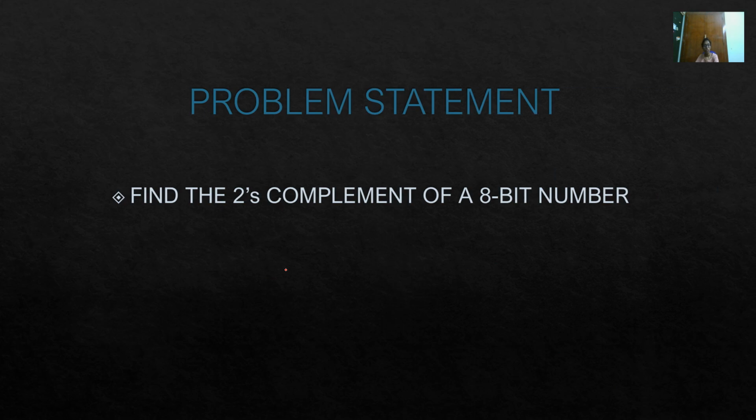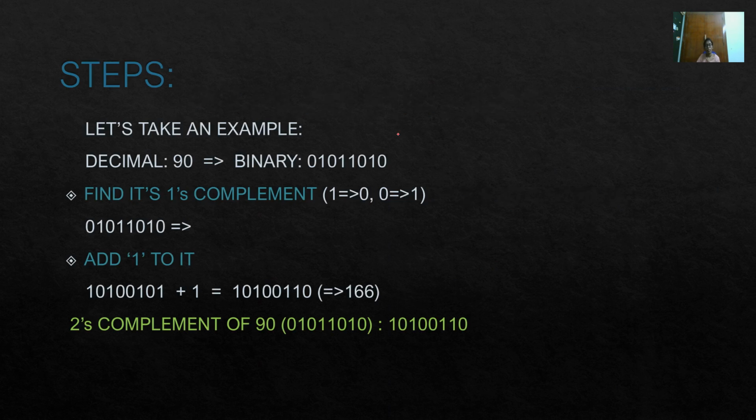Today I'm going to speak on the topic finding the two's complement of an 8-bit number. Now let's look at the process. There are basically two steps in finding the two's complement. First, we have to find the ones complement of the given number and then add 1 to it.